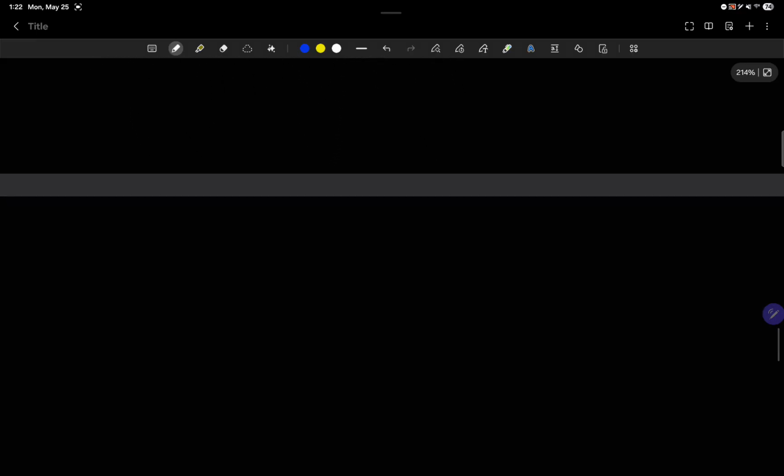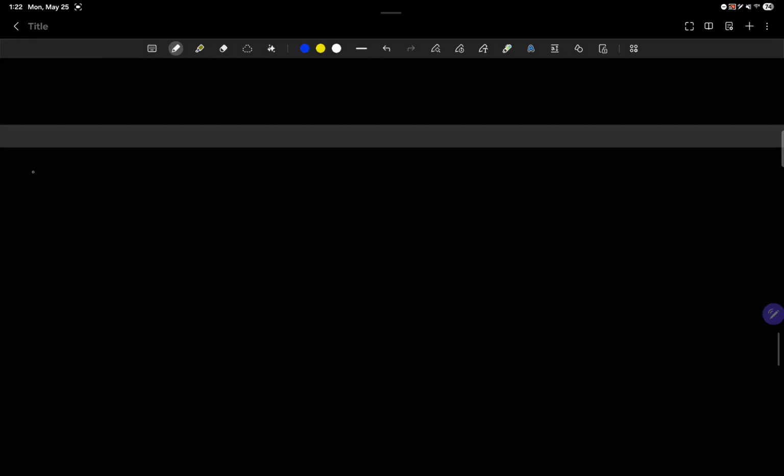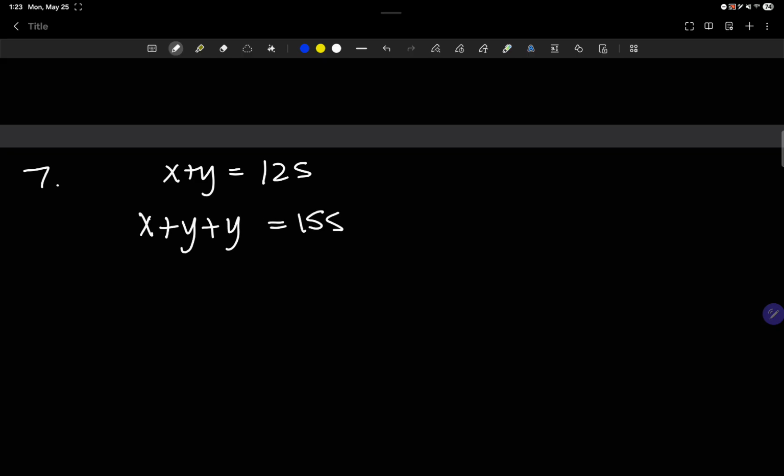Oh, you know what? I want you to do number 7. Okay. Yep, perfect. I'm looking at that. I'm like, ooh, I want you to do it. X plus Y is 125. X plus Y is 155. What is the solution? Oh, sorry. The solution to the given system is X, Y. What's the value of Y? It only asks for Y.